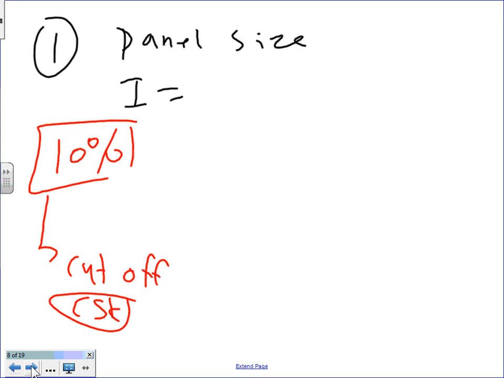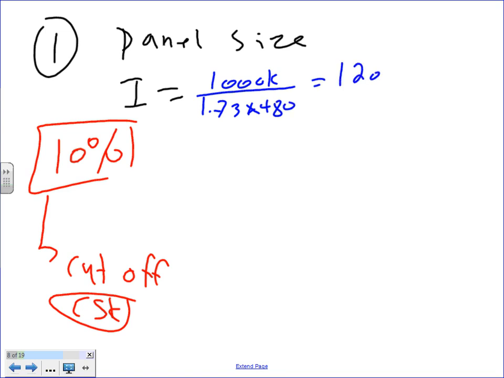Example number 2, Chad. The first thing I want to do for this one, let's use blue. I'm going to take the 1000 kVA divided by 1.73 times 480. That's how we find the amps, and I came up with 1204 amps. We're going to use the same rule that Chad gave you.